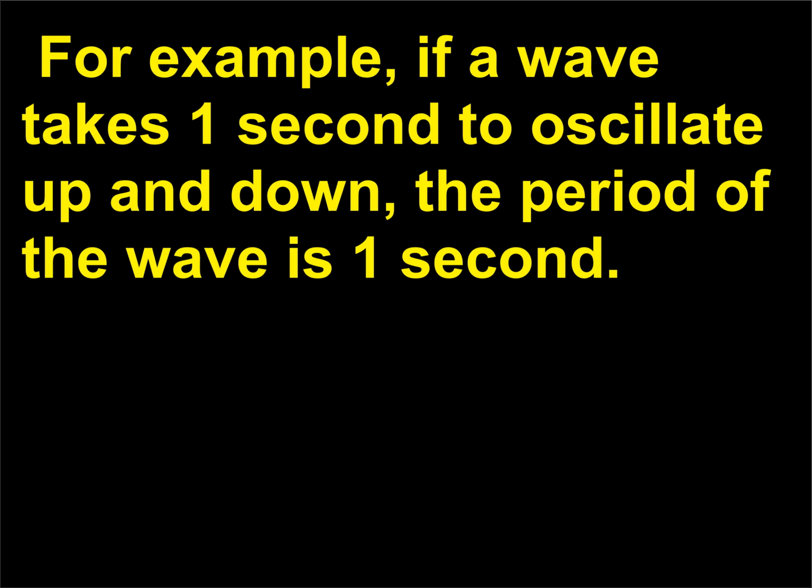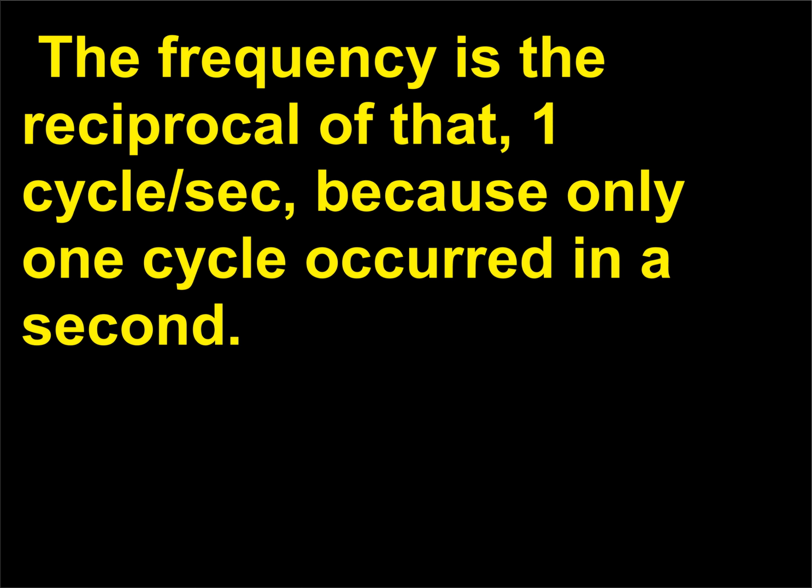For example, if a wave takes 1 second to oscillate up and down, the period of the wave is 1 second. The frequency is the reciprocal of that, 1 cycle/sec, because only one cycle occurred in a second.